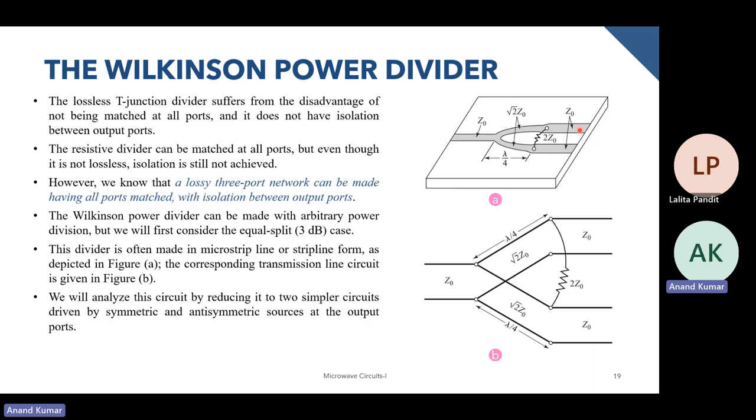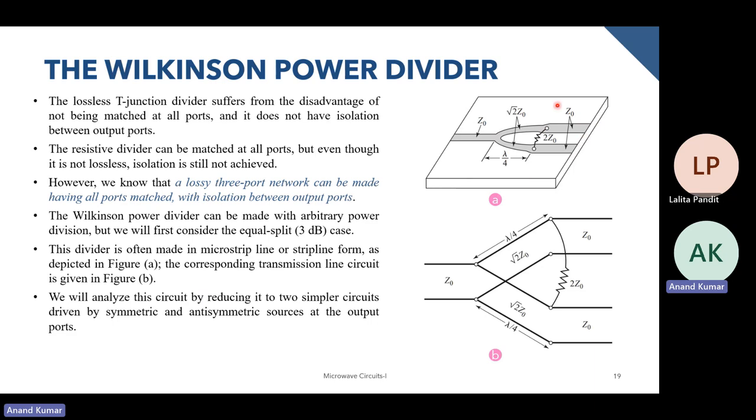We want ports 2 and 3 to be isolated, and ports 1 and 2 also to be isolated, because we don't want any reflections. For example, if we have some source over here, we don't want any reflections traveling towards the source. So the Wilkinson power divider is one such solution where the ports are isolated as well.